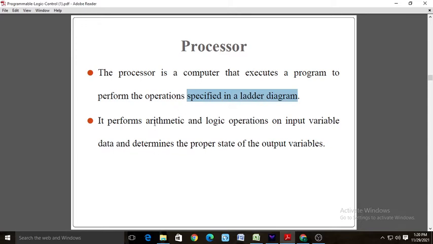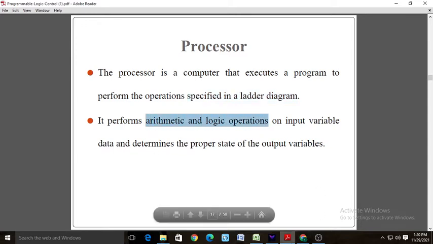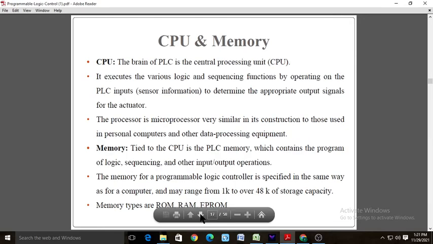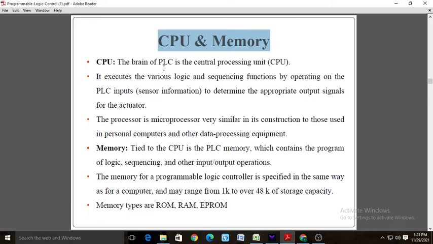It performs arithmetic and logic operations on input variable data and determines the proper state of output variables. The processor accepts input data from various sensing devices, executes the stored user program and sends appropriate output commands to control devices. Then this is the CPU and memory. The CPU is the brain of the programmable logic controller, the central processing unit.